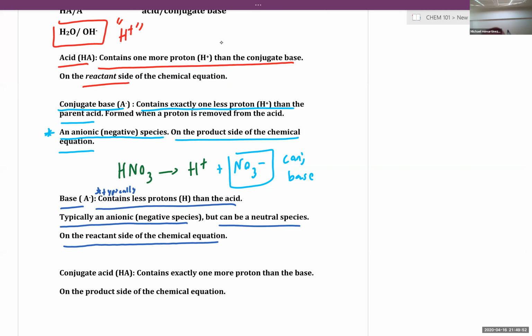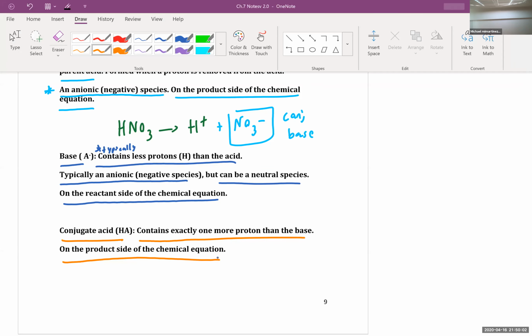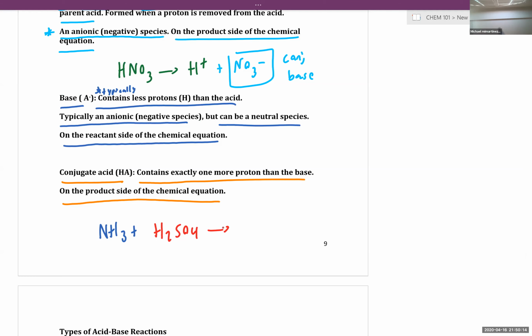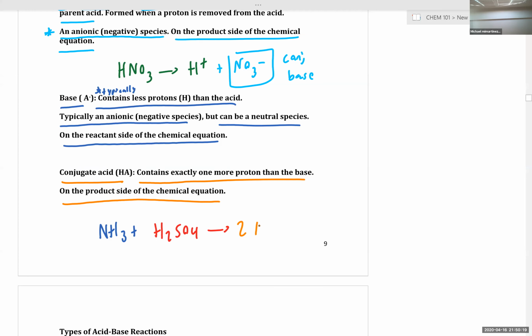Now, the conjugate acid contains exactly one more proton than the base, and it's on the product side of the chemical equation. For example, if we have ammonia reacting with, let's suppose, sulfuric acid, we in turn would make 2 molecules of ammonium. This would be our conjugate acid. And then we'd make sulfate.